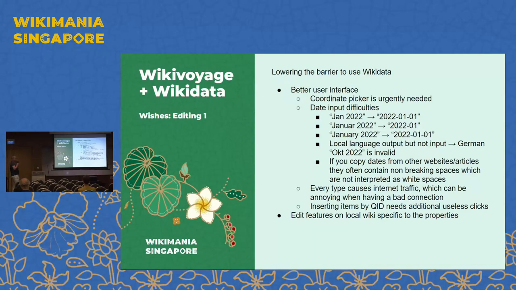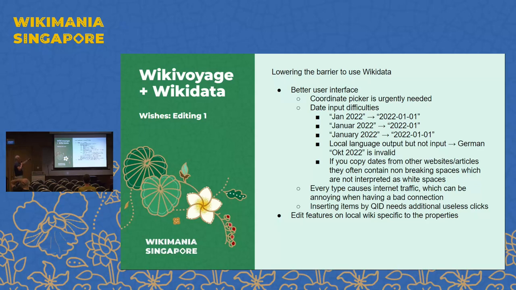So, wishes. Of course, with our experience, we have some wishes meanwhile. Sometimes the interface is quite difficult, especially for newbies. It's still, I have to say, quite nerdy. So what we urgently would need is a coordinate picker. You still have to copy it from somewhere inside the form.